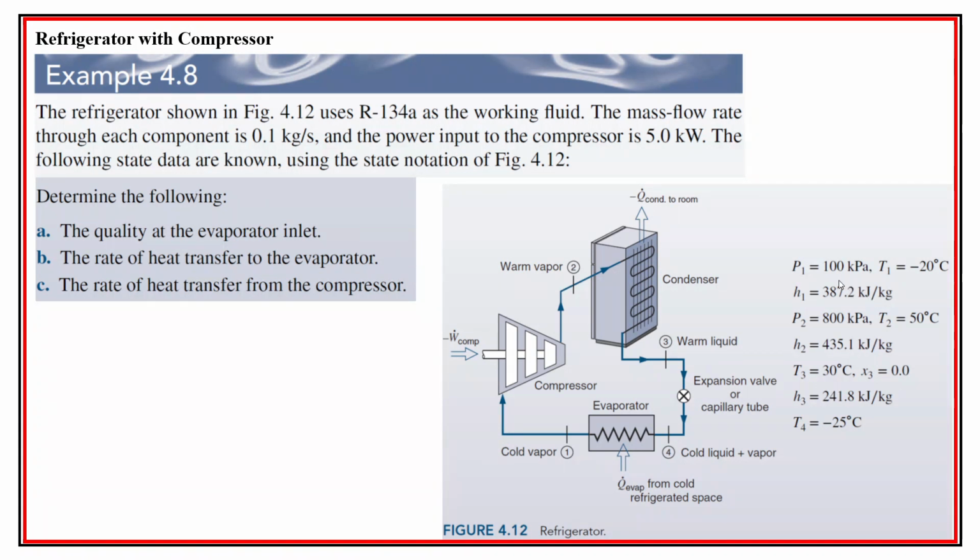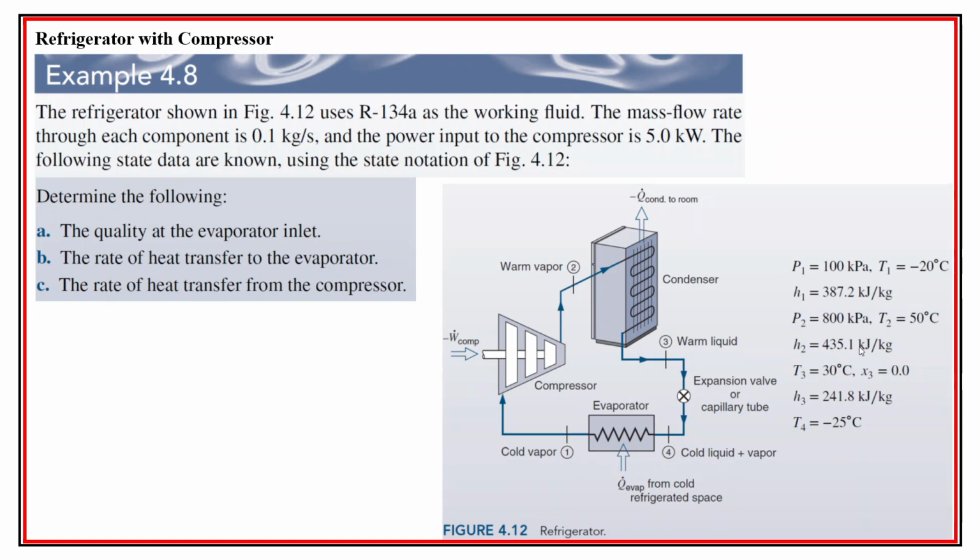So they did some things. They were nice of us. They looked some things up. They started here at state 1. And that's right here coming into the compressor, where we had negative 20 degrees Celsius and about atmospheric pressure, 100 kilopascals, and here's what the enthalpy was. And then we increased the pressure 8-fold to 800 kilopascals, and the temperature went up to 50 degrees Celsius.